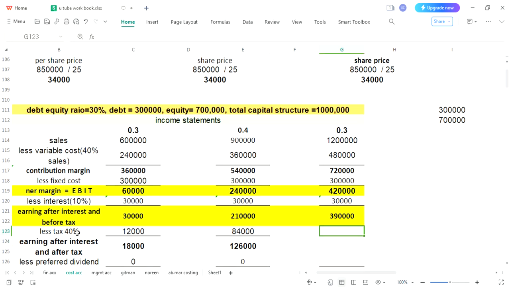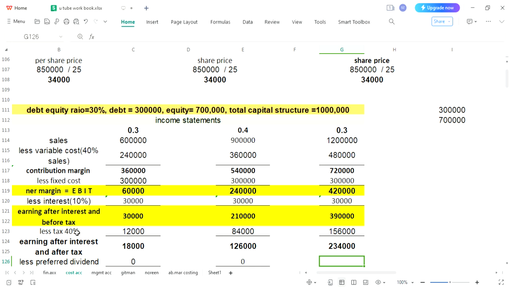So tax would be calculated as our next step, for which we need the previous income 3,90,000, and you will apply the 40% rate of tax upon the previous income. We get a tax amount of 1,50,000. After which we can calculate earning after tax by subtracting tax from the previous earning. 3,90,000 earning before tax. You will subtract tax to get an income after tax.